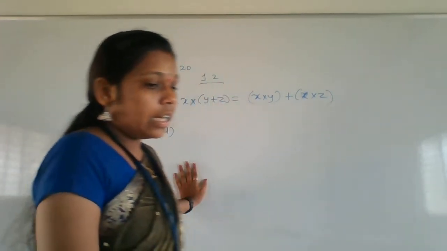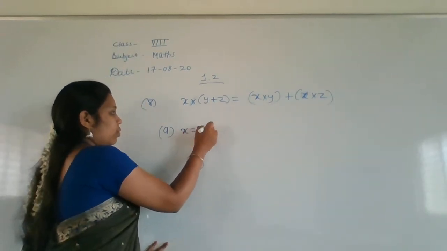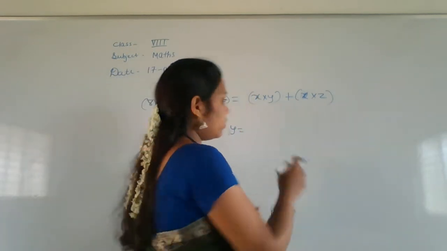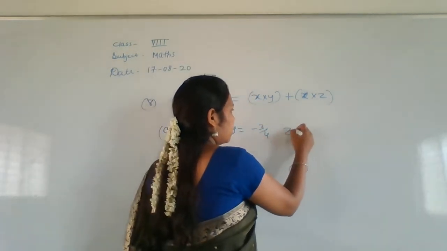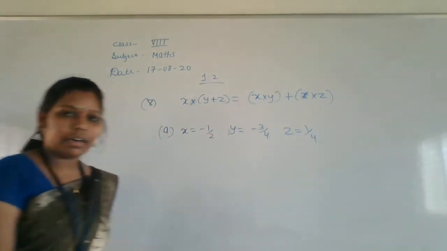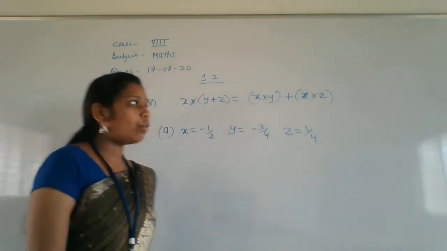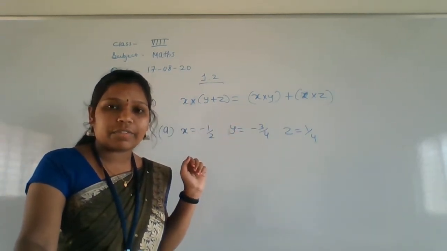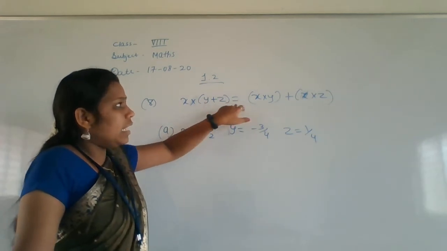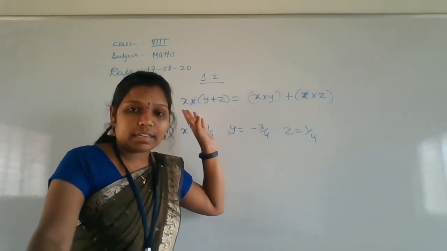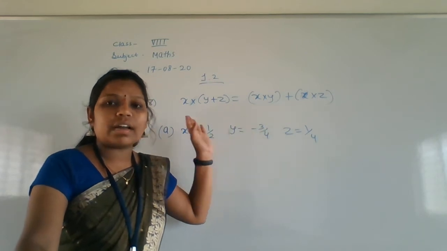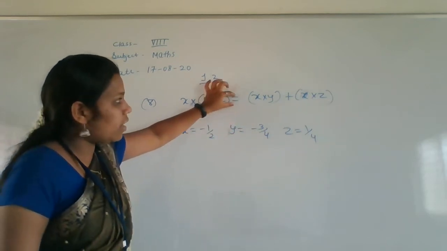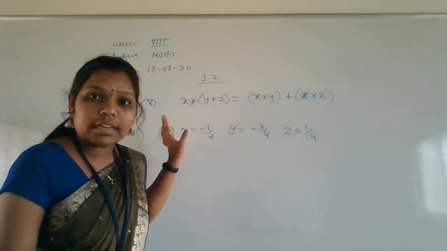That is the 8th one, x equal to what they have given? x is equal to minus 1 by 2, and y is equal to minus 3 by 4, and z equal to 1 by 4 they have given here. Okay, they have given x, y, z. You have to put them in the given equation. It is called the equation. Why is it called the equation? Because some value is equated to some values, right? Whether it may be variables or numbers, it doesn't matter. If that algebraic expression contains an equal sign, that is called the equation.